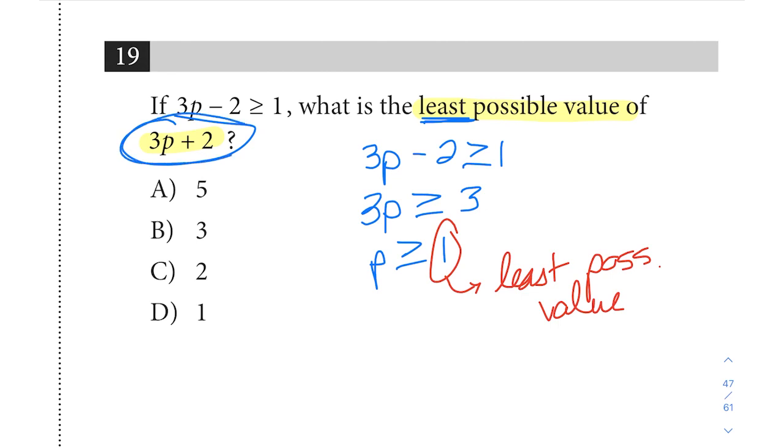A lot of people do the first inequality correctly and get a little stuck here. But least possible value means that you have to pick the smallest value for p in order for this expression to be its smallest, or least possible, value. So here we would plug in a 1: 3 times 1 plus 2. 3 plus 2 is 5. That's our least possible value. And again, depending on what the question's asking for in your inequalities, you want to make sure that you match the appropriate greatest possible or least possible value.